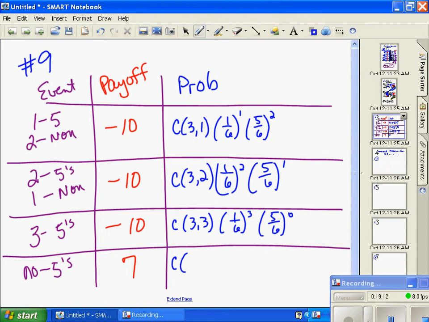Combination for the next one, no 5s. 3 choose 0. 1/6 would be to the 0, so I know that's going to be a 1. I really did not have to put 1/6 to the 0, but I'll put it to make sure that we're all clear. And then 3 non-5s, that's 5/6 to the third.